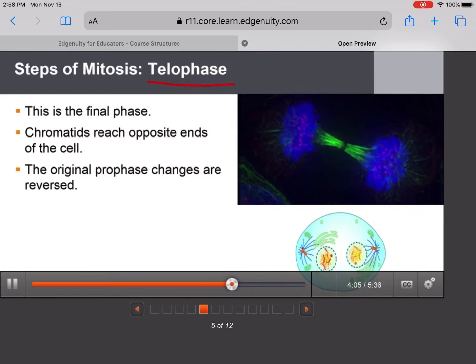The next slide is going to explain how the cell separates. The spindle fibers break down, a nucleus is formed around each set of chromosomes, and the cell membrane begins to separate into two different nuclei. The chromosomes unwind so they can begin the metabolic activities of the new cells.